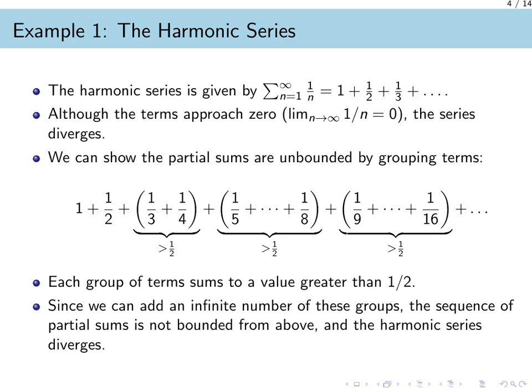The key is to group the terms in a specific way. For instance, the sum of 1/3 and 1/4 is greater than 1/2. Likewise, the sum of the next four terms, from 1/5 through 1/8, is also greater than 1/2. We can continue forming these groups of terms indefinitely, and the sum of each new group will always be greater than 1/2. Since we can add an infinite number of these groups, each contributing more than 1/2 to the total, the partial sums will grow without any upper bound. Therefore, the harmonic series diverges.